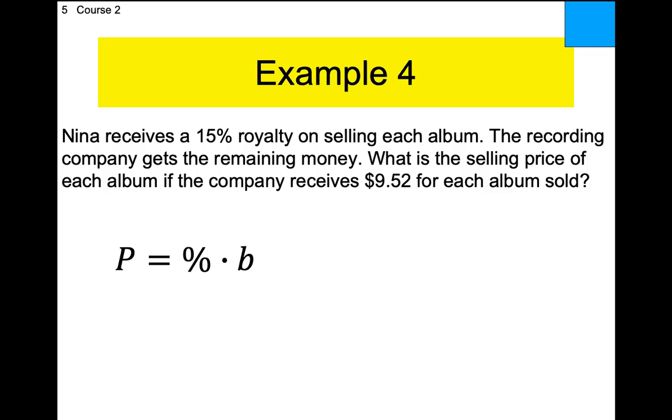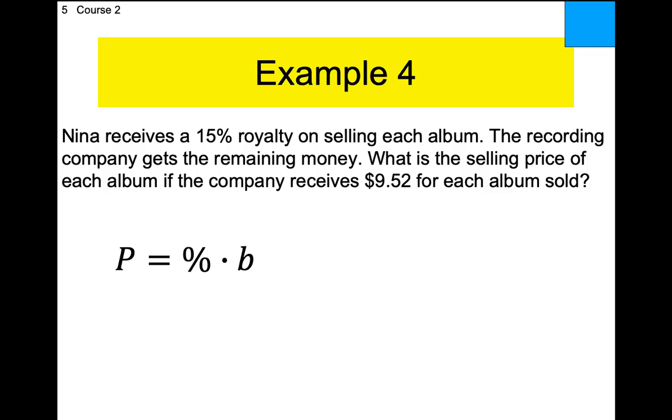Well, that's the question. If the company receives... Does it ever say how much the album cost? It doesn't, so we've got to think about this. T is for total cost. The total cost of an album is made up of two things: how much the company makes and how much the artist makes, added together. How much does the company make? $9.52. How much does the artist make? We don't know. So that is your P.